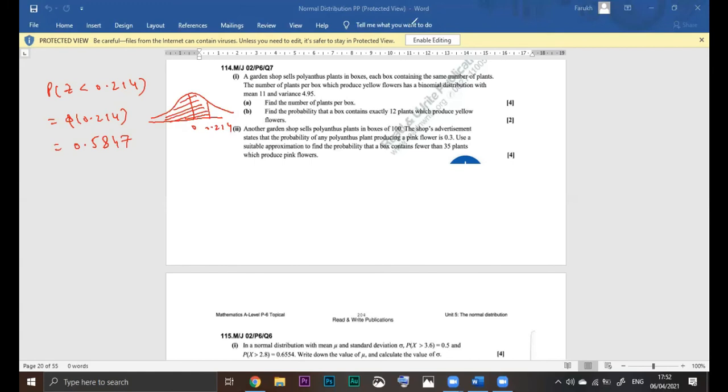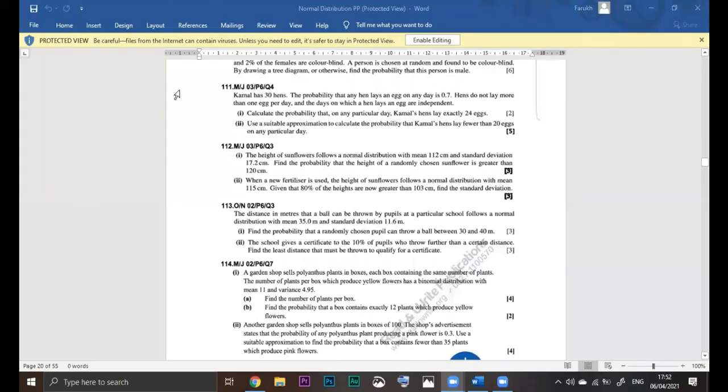Okay, let's move to question number 111. Kamal has 30 hens. The probability that any hen lays an egg on one day is 0.7. Hens do not lay more than one egg per day, and the days on which a hen lays an egg are independent. Calculate the probability that on any particular day Kamal's hens lay 24 eggs.